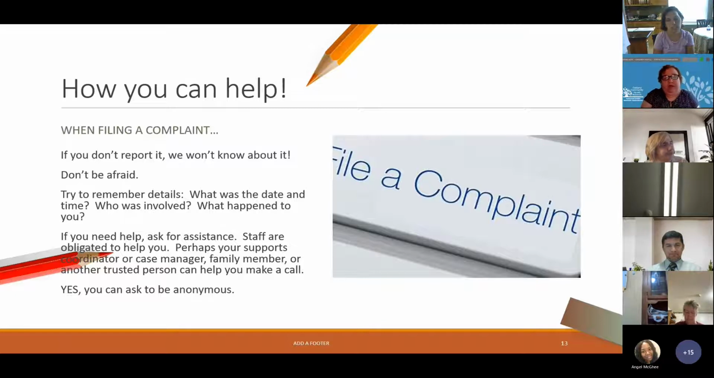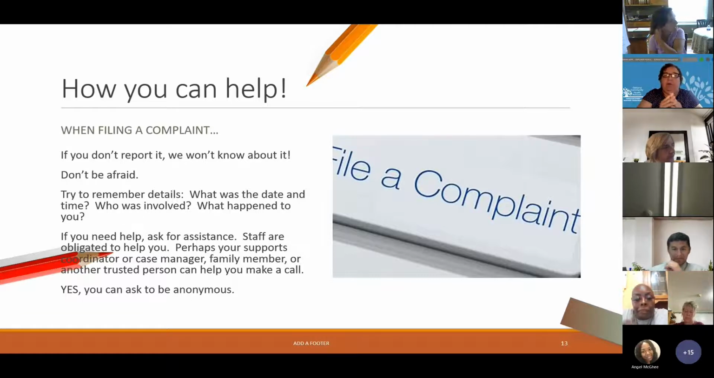Perhaps your supports coordinator or a case manager, a family member, or another trusted person can help you make a call or can help you fill out a complaint form. We talked about your rights booklets. In the center of those are complaint forms. You do not have to have a complaint form. You can call ORR. You can write it on a piece of paper. We just need to get it. All right, we need to receive it so that we can do something about it.